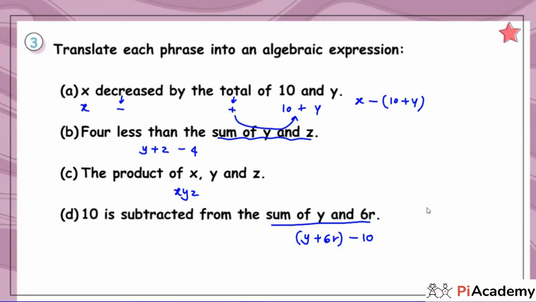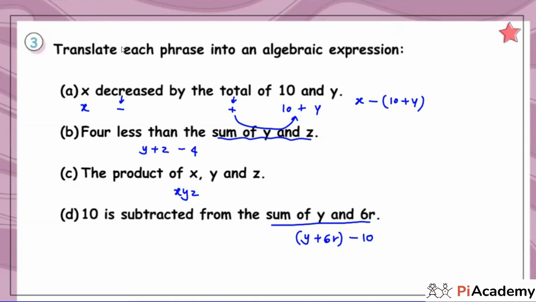My doubt is that for the first question, when it said x decreased by the total of 10 and y, and then for D, 10 is subtracted from the sum of y and 6r, how are you meant to know what order it's meant to go in?